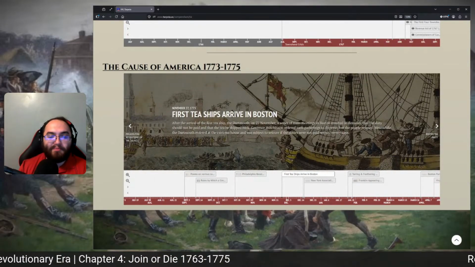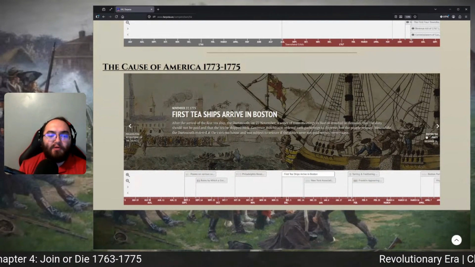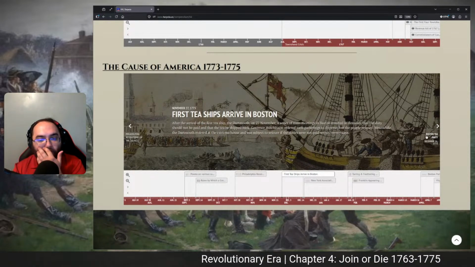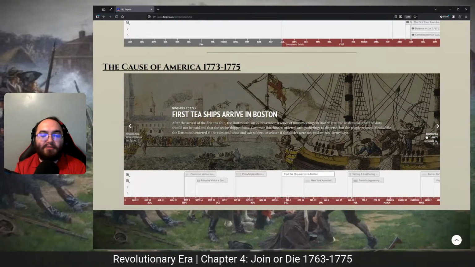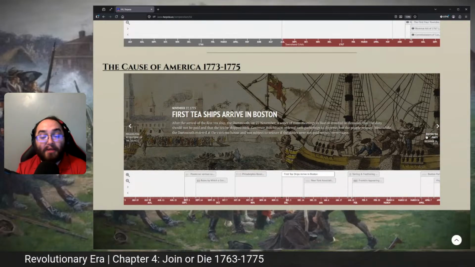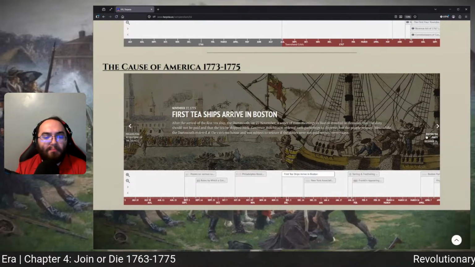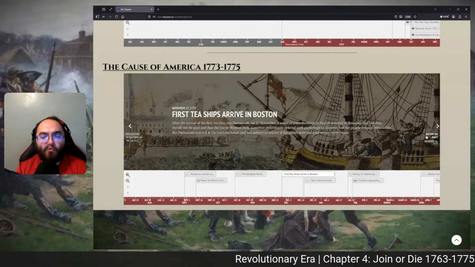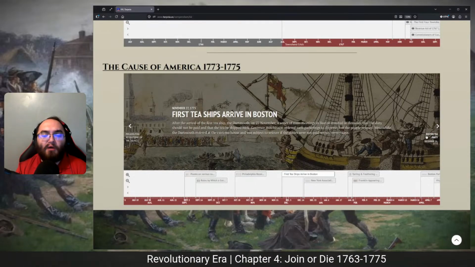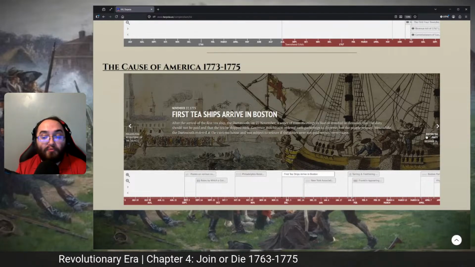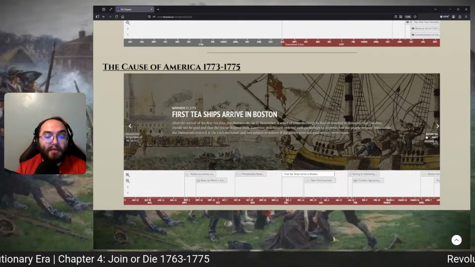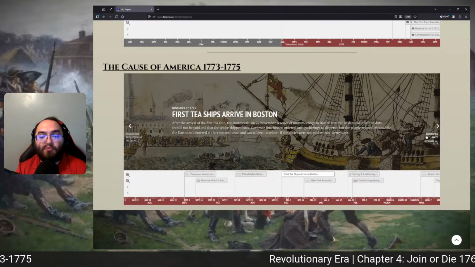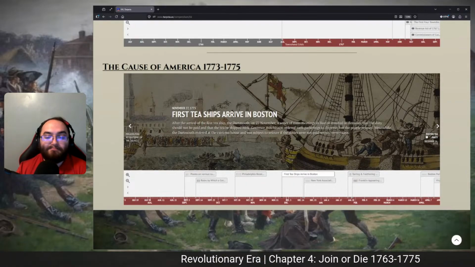The first tea ships arrive in Boston. After the arrival of the first tea ship, the Dartmouth, on 27th of November, a series of mass meetings in Boston resulted in demands that the duty should not be paid and that the tea be shipped back. Governor Hutchinson ordered such gatherings to disperse, but the people refused. Meanwhile, the Dartmouth entered the customs house and was subject to seizure if the duties were not paid within 20 days.